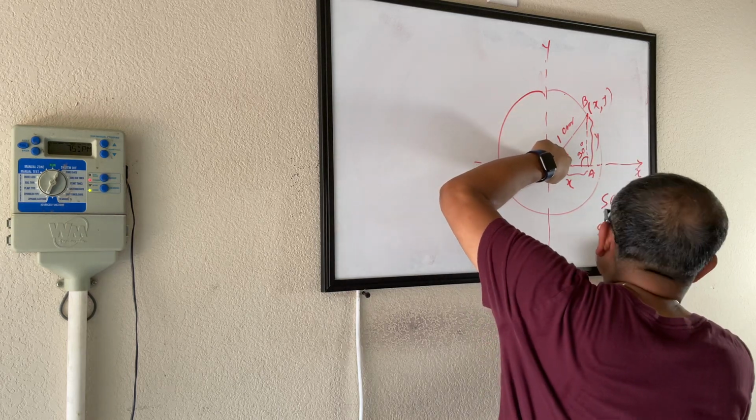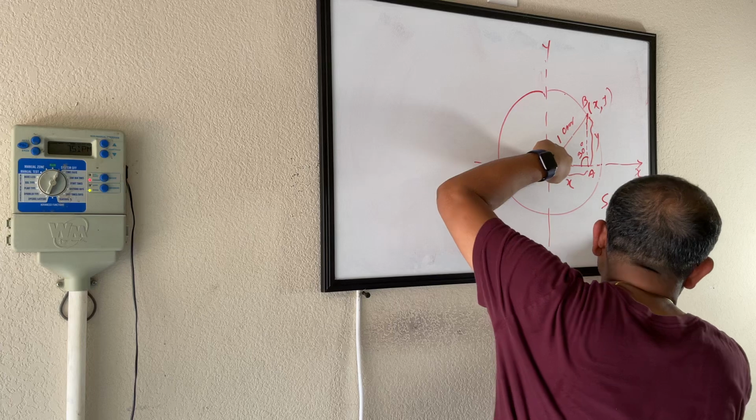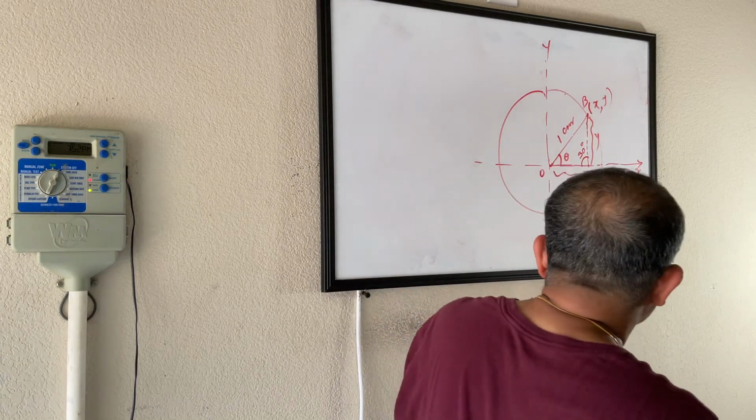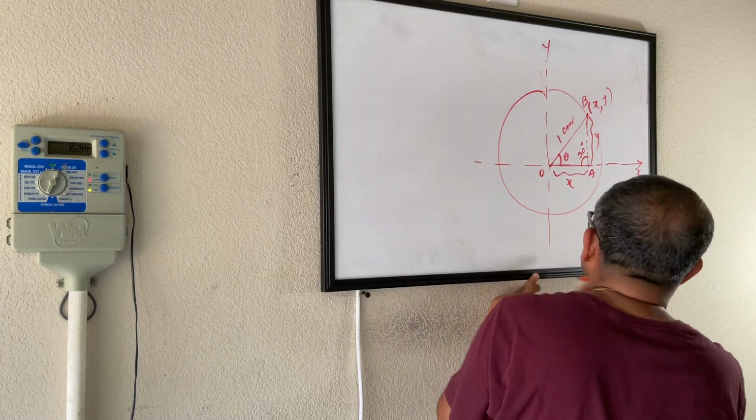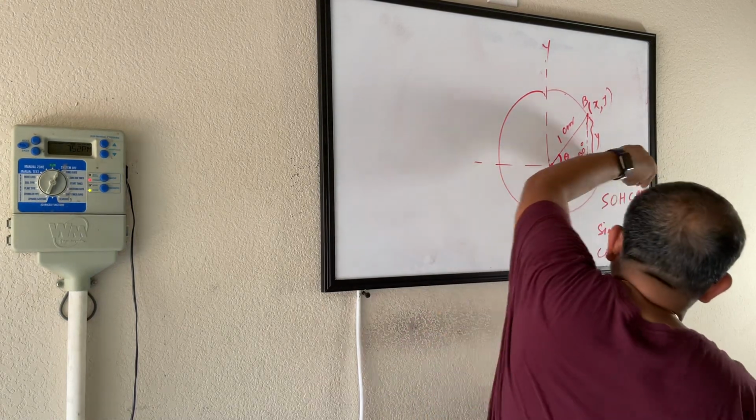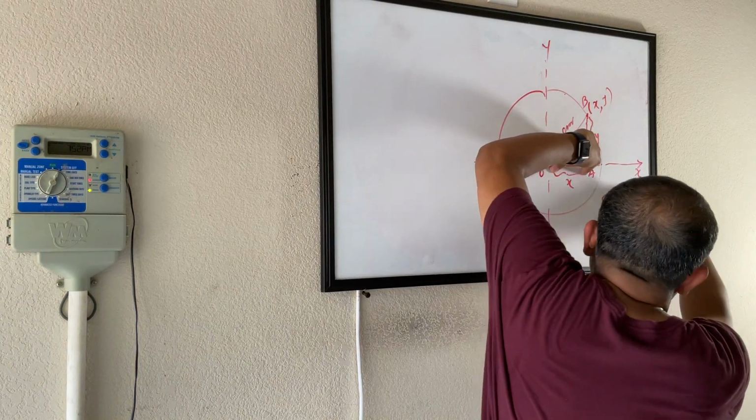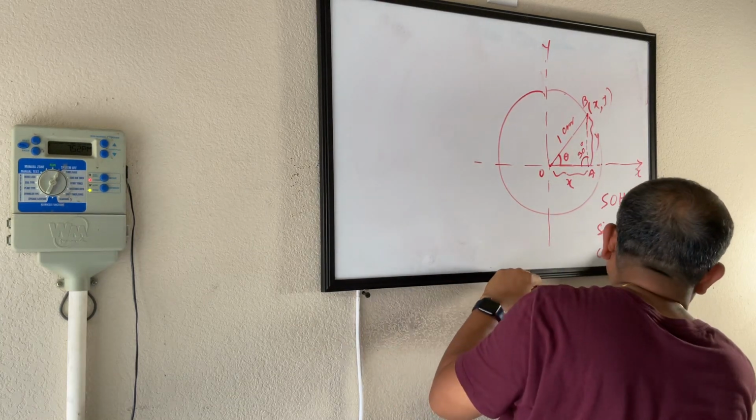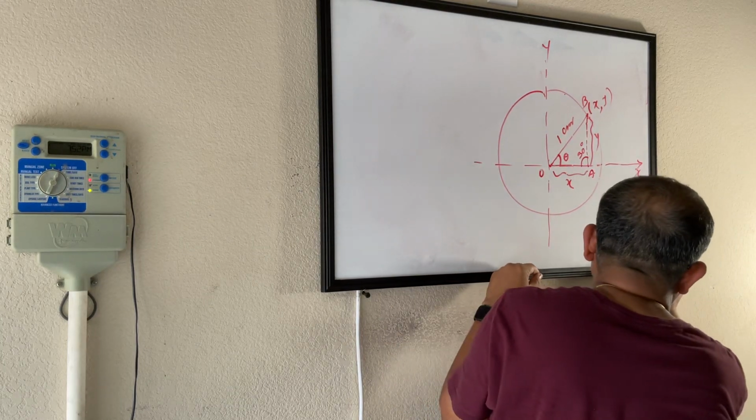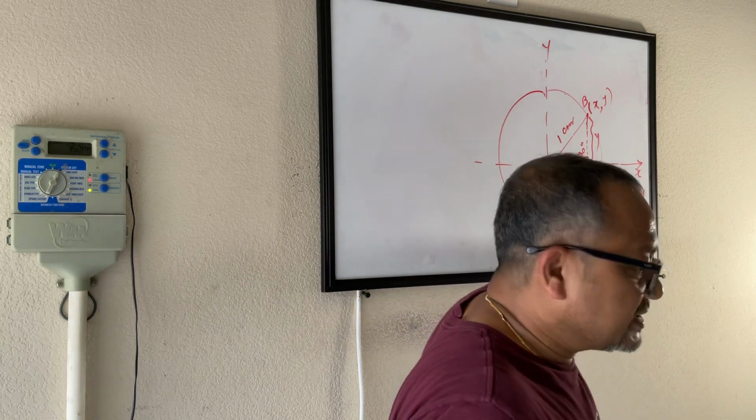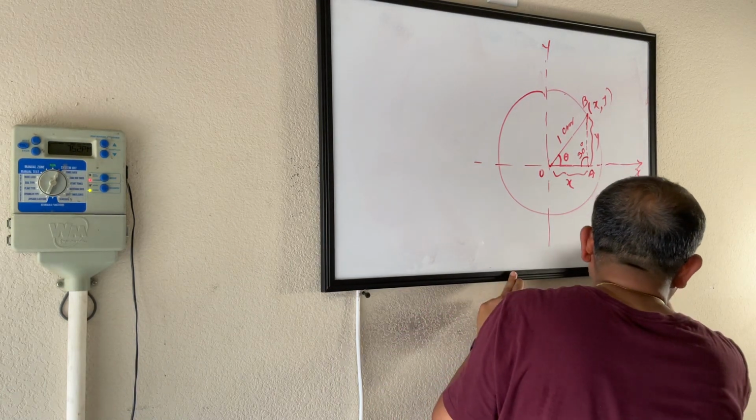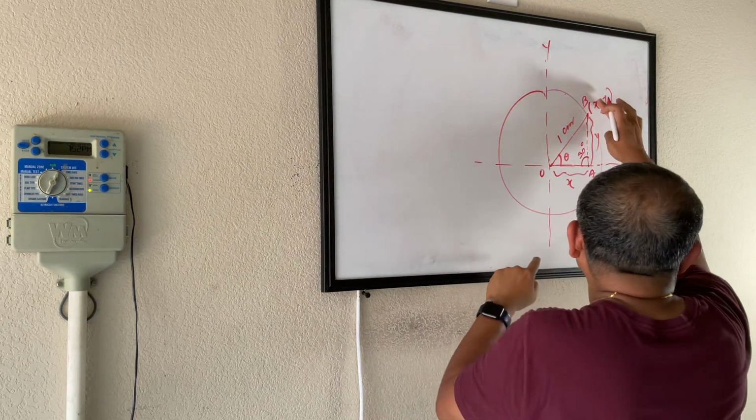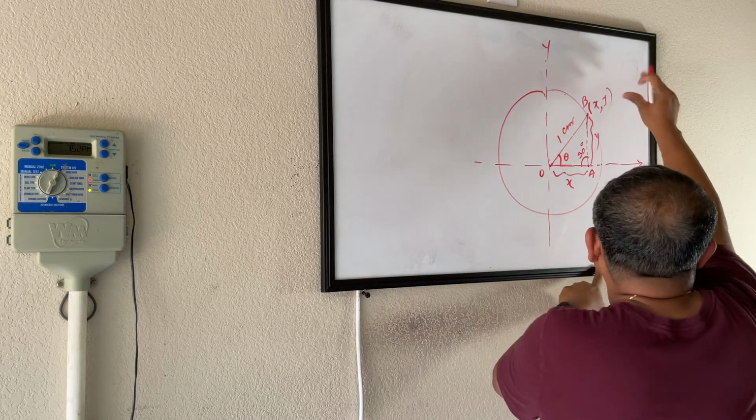So y by hypotenuse. Hypotenuse is 1 centimeter. I'll write 1. You can write 1 centimeter also, that's fine. My cos theta will be the adjacent side, which is this, divided by hypotenuse. So x divided by hypotenuse, which is again 1. So now look at this. Sin theta equal to y by 1, which is y. Cos theta equal to x by 1, which is x. So your x coordinate is cos theta, y coordinate is sin theta.